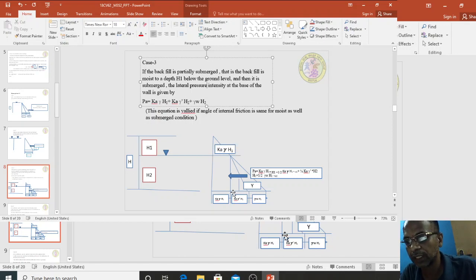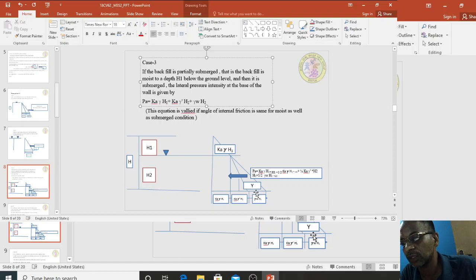For the second, rectangular case, it is length into breadth, Ka gamma H1 into H2, which is acting at a distance of H by 2 from the base. Next, the triangular portion is half into Ka gamma dash into H2 into H, half into base into height, which is acting at a distance of H by 3.